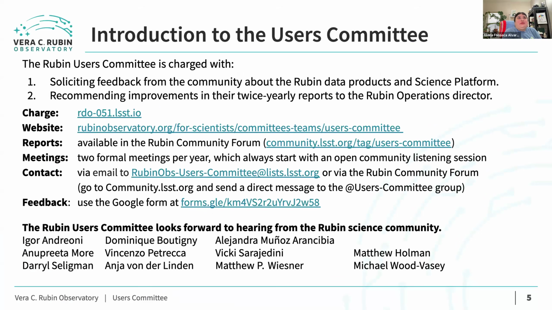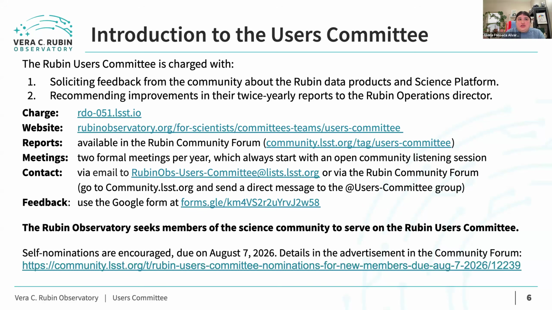Now, Rubin Observatory has a users committee. The role of the users committee is to solicit feedback from the community about the Rubin data products and communicate this feedback to the Rubin operations director. The Rubin Observatory is currently looking for new members of the users committee. We encourage self-nominations, and these will be due on August 7th. We have a community forum post where you can find all the details about what information you will need and who to send it to.